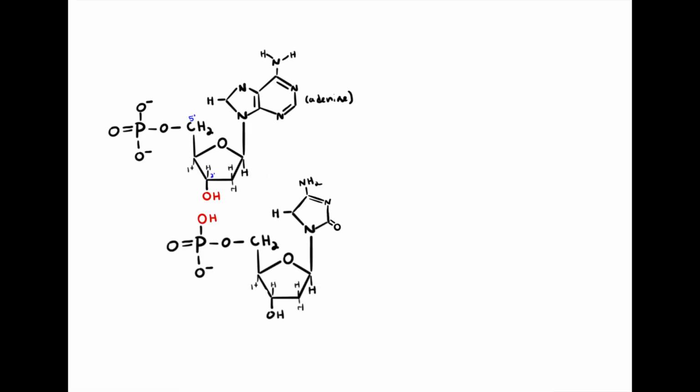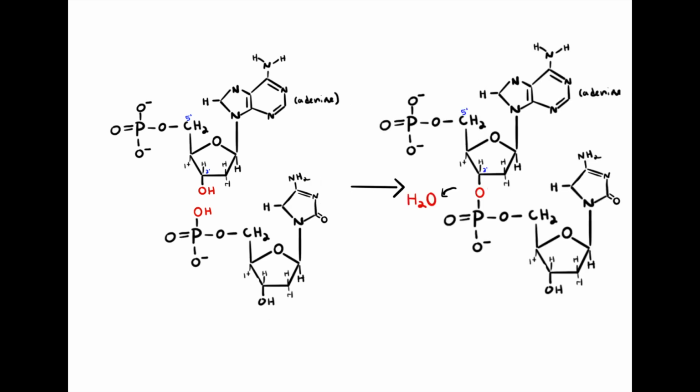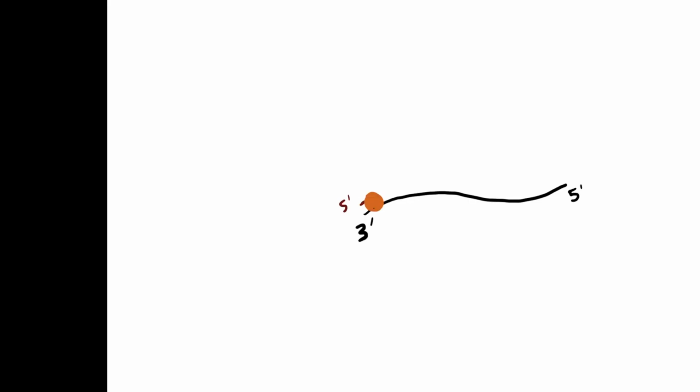So the OH groups on those carbons are going to interact with each other, and a water molecule is going to leave, and what you have left is a phosphodiester bond. So here, DNA polymerase is reading the DNA strand 3' to 5', but synthesizing 5' to 3'.